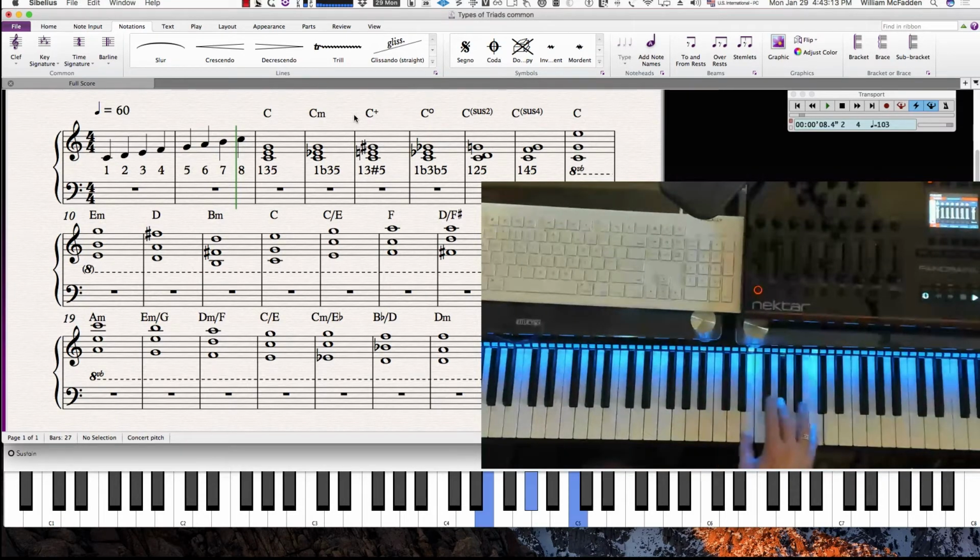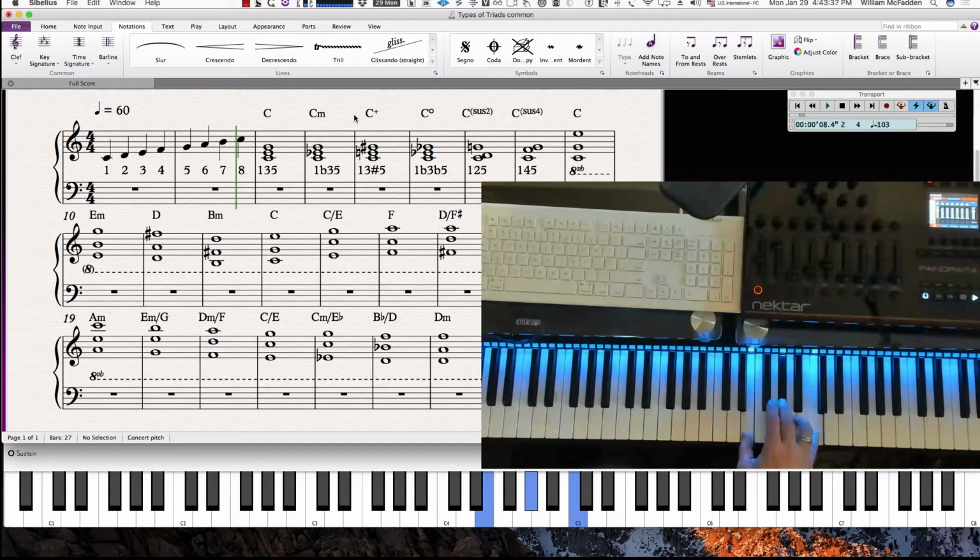Now, if we take a look at the second inversion, we actually have an E augmented chord, because in the scale of E major, there's your first, second, third, fourth, and fifth. So the first inversion of the C augmented ends up being the E augmented.